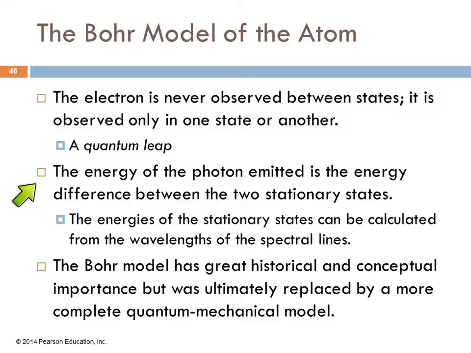So the energy of that photon is the difference between those two stationary states for the electron. We can calculate the energy of those states from the wavelengths of the light. We can measure the wavelength of the light, calculate the energy of the light. The energy of the light is equal to the energy difference between the two states of the electrons.